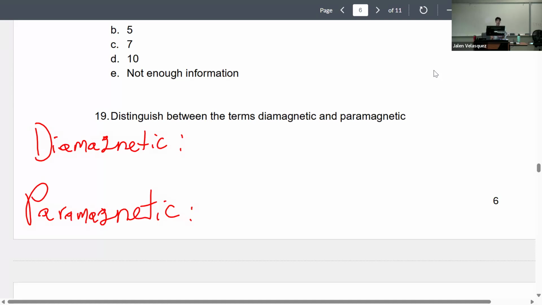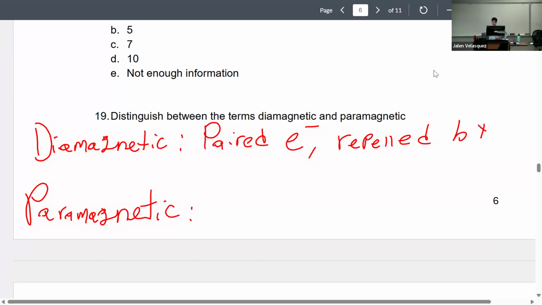So what does diamagnetic mean? Good, so we have all paired electrons. And what else does that mean? Repel what? So remember, it's repelled by a magnetic field, right? This is more of an experimental property, repelled by magnetism.